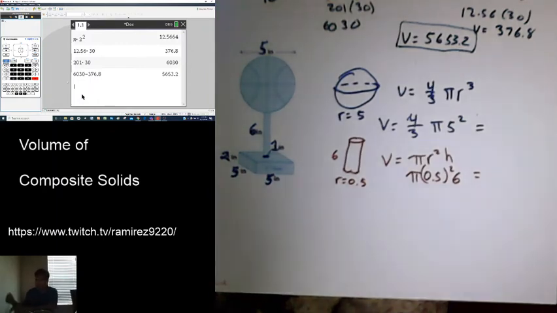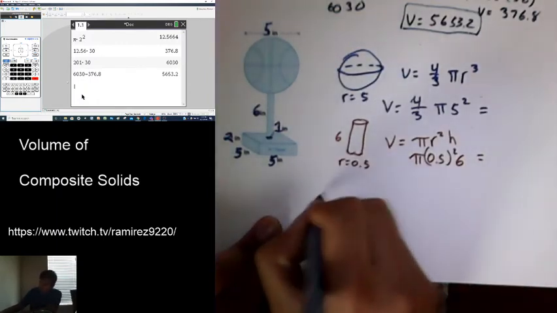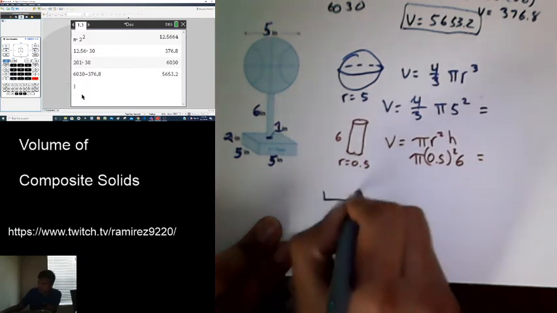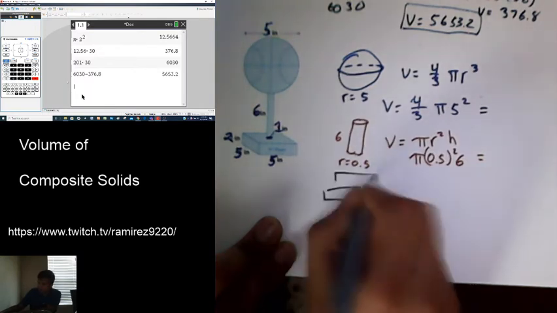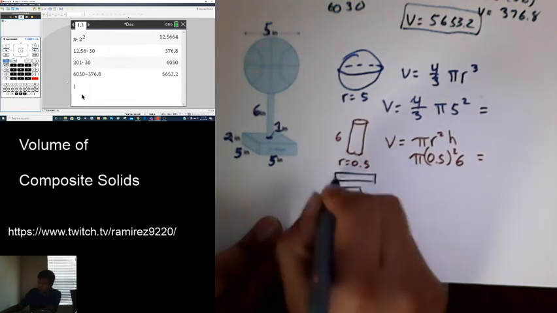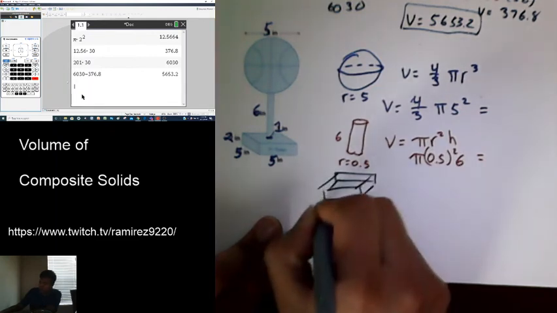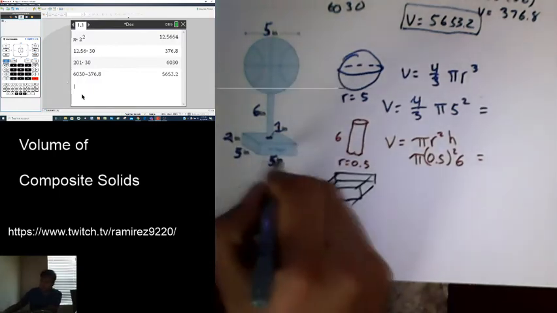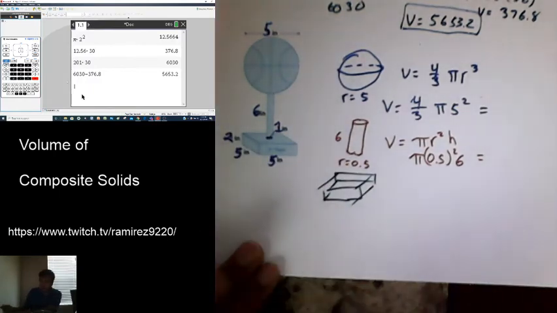And then for my rectangular prism, these are very easy to calculate. Right. I'm going to draw it slightly different, but it's the same thing. All right, so my base in the bottom is a 5x5.